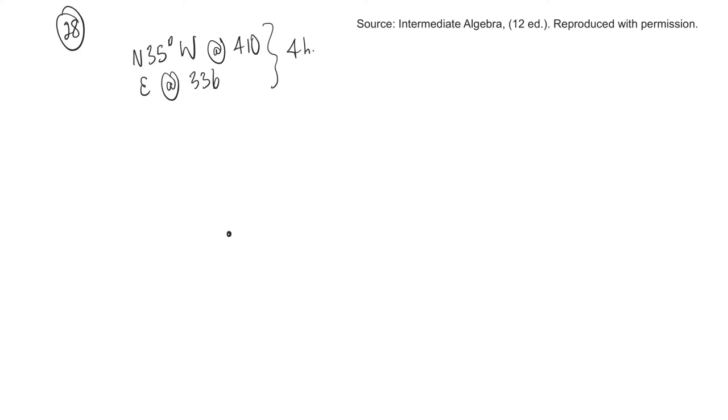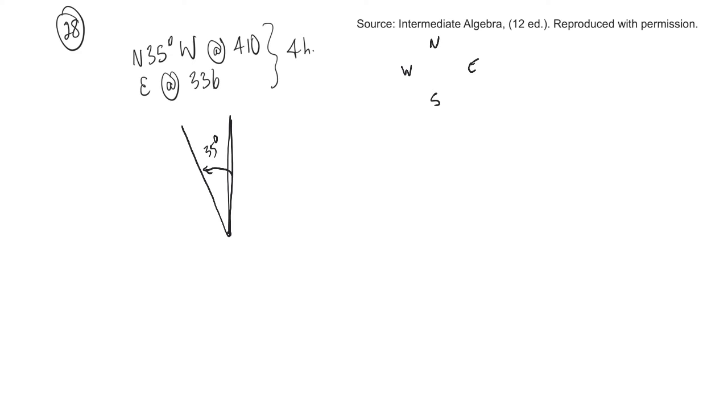Okay, last question. They tell me I've got two planes and they take off from the same airport. One's going north 35 west. So I'm heading north, but then off of north I've got to go 35 degrees west. And west, this is sort of our directions. So instead of going north, I'm coming off of that by 35 degrees.